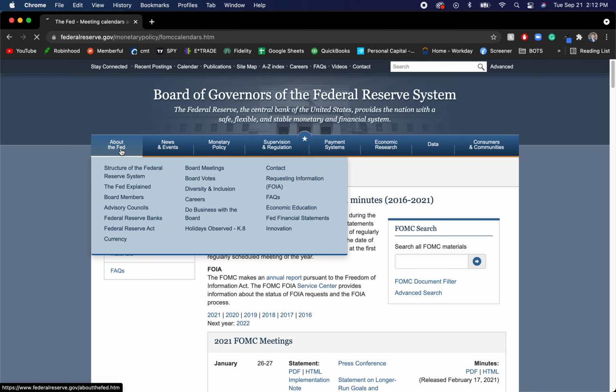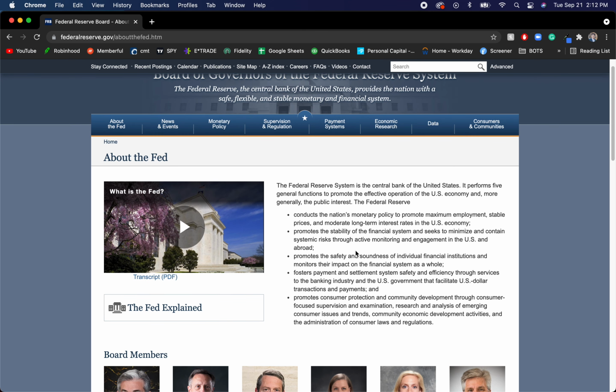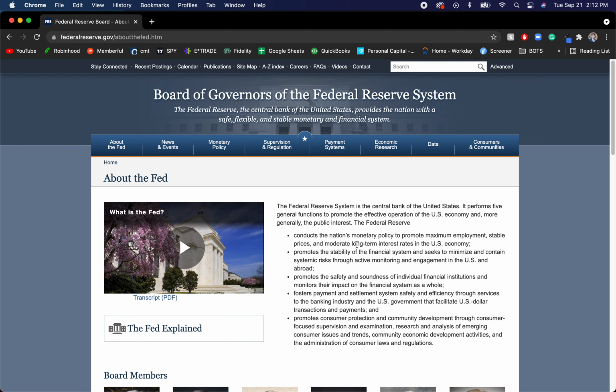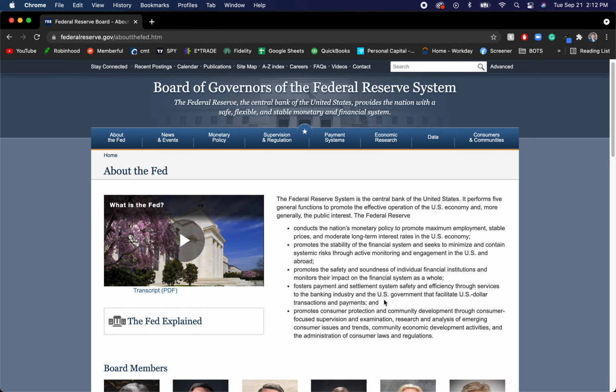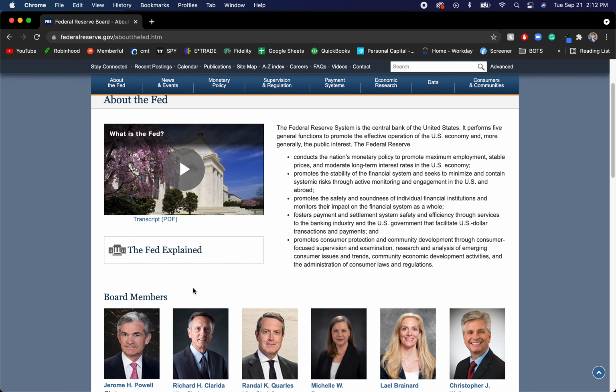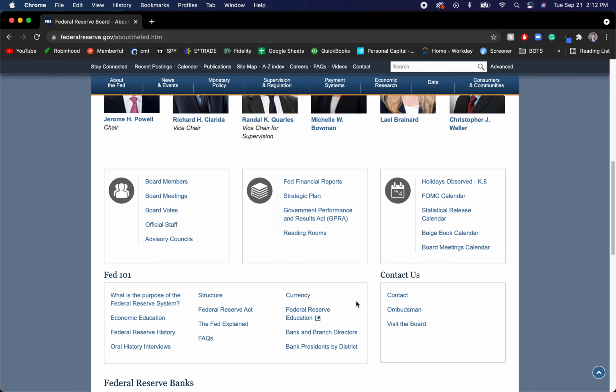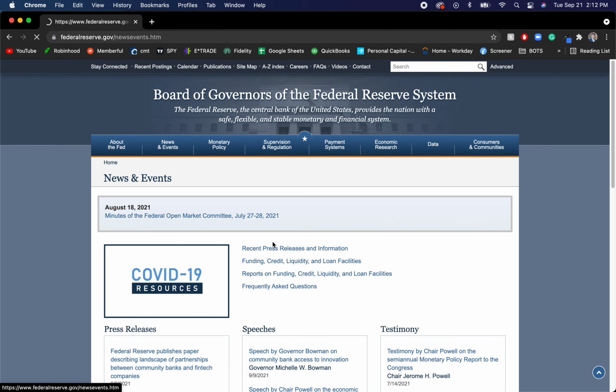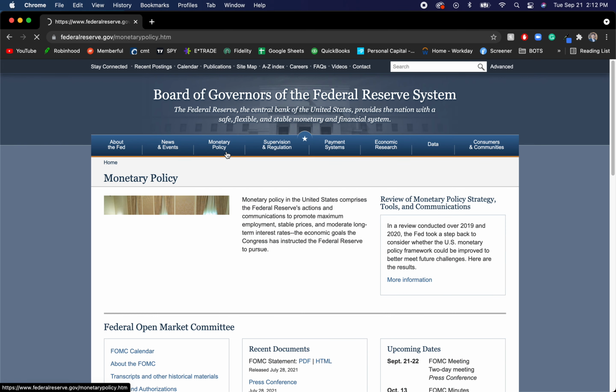One of my favorite things to look at is just about the Fed. There's a lot of people out there that don't necessarily know a ton about the Fed. When I refer to the Fed, it's the Federal Reserve, and the FOMC is the Federal Open Market Committee. So there's a select group on that committee that make decisions on the interest rates in the United States. I would definitely recommend you come to this website, scour through it, see what you like. Where I was just at was under monetary policy.